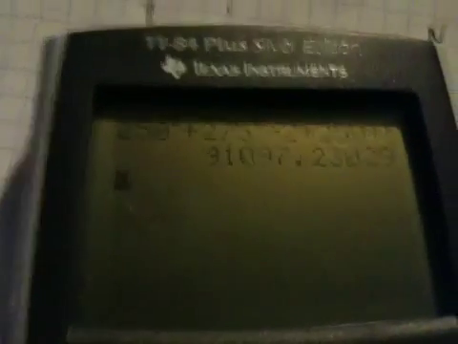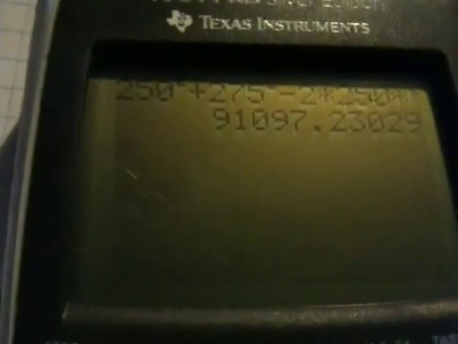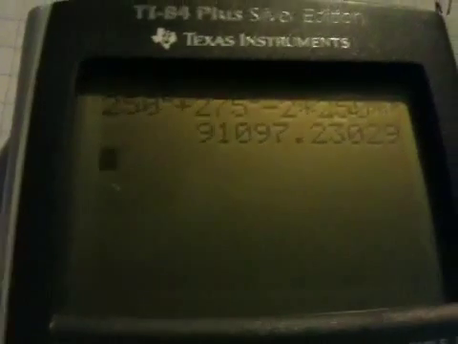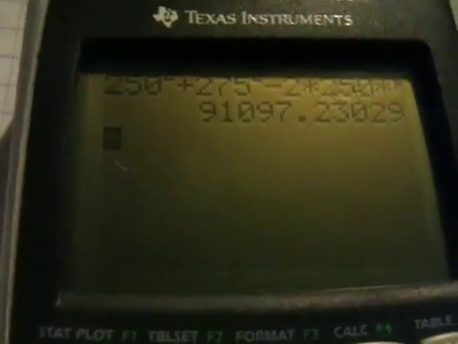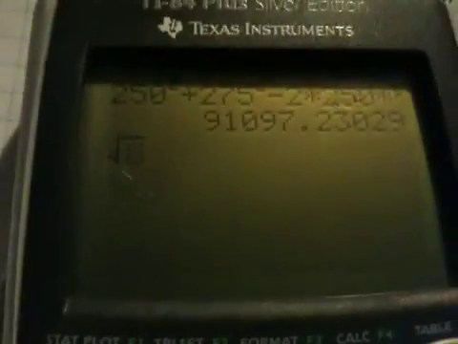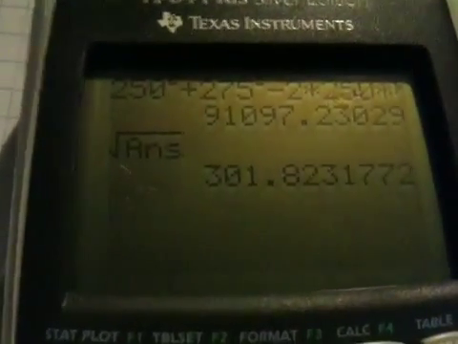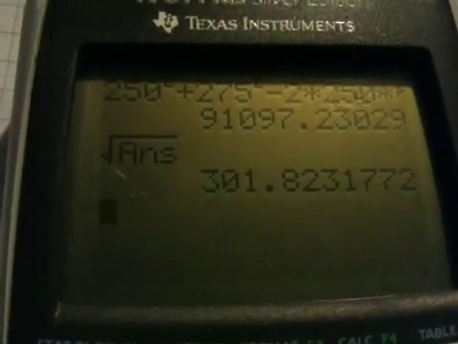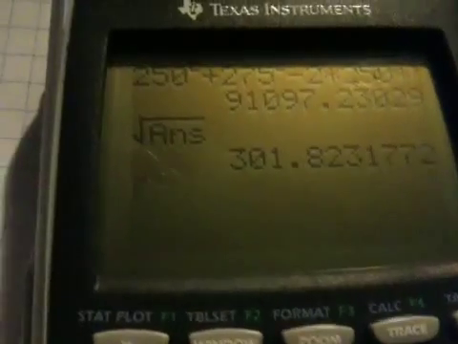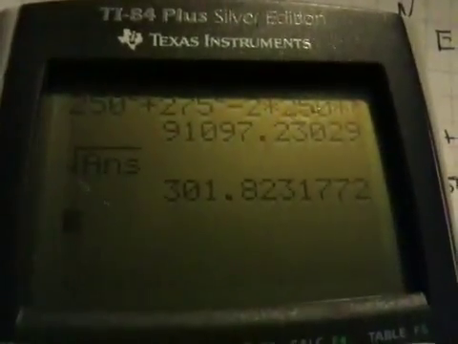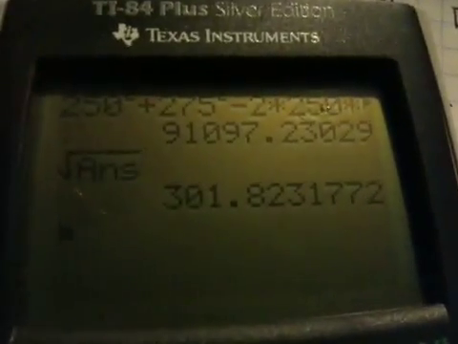91,097 and some decimals. So what we do, since this equals A squared, we have to take the square root. So we can do the square root of our answer, and we get 301.8. So A equals 301.8 yards. So that is how long the lake is.